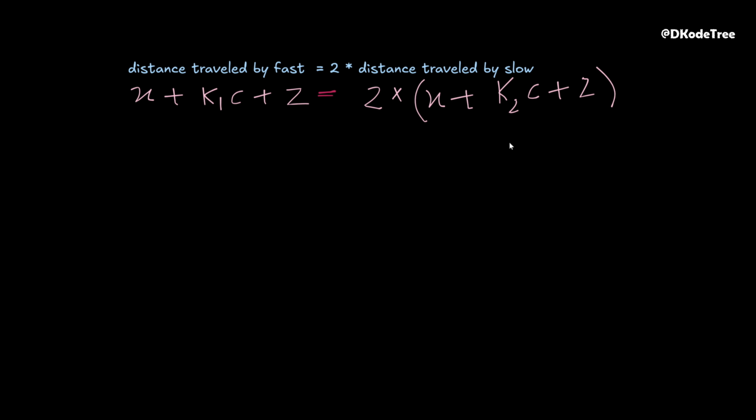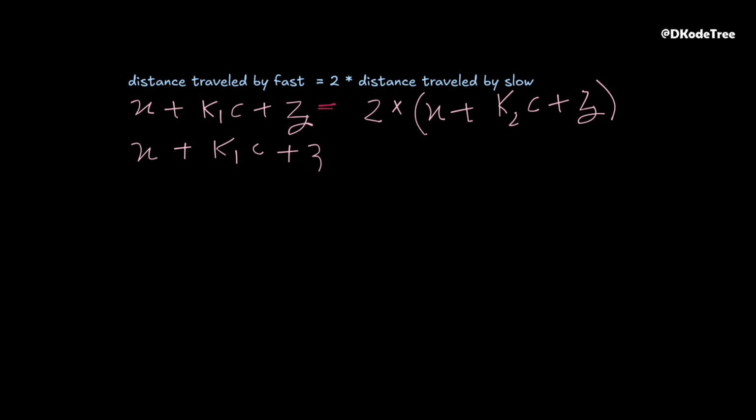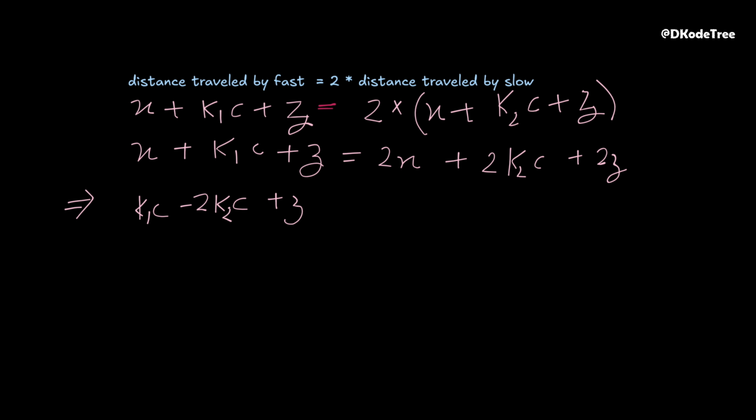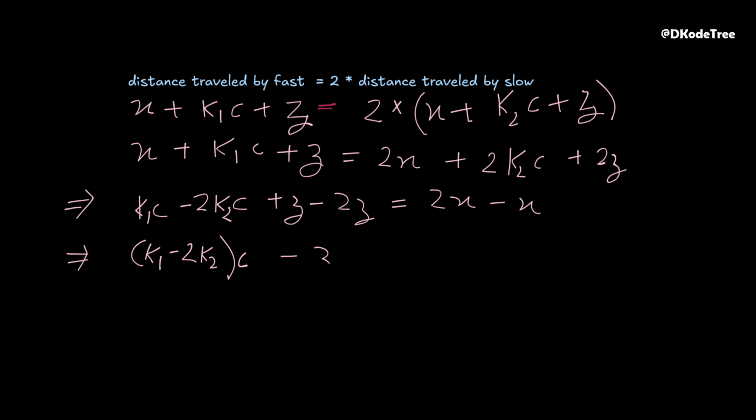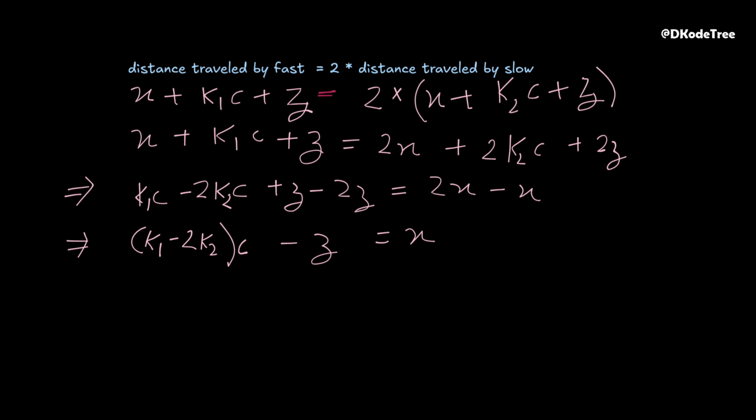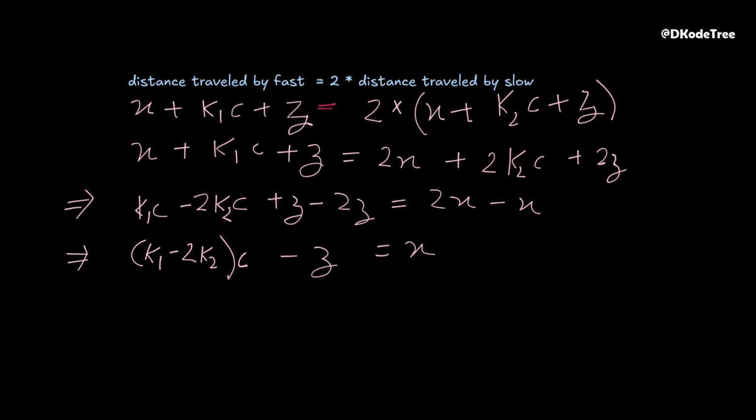Now we just need to solve this equation. So x plus k1c plus z is equal to 2x plus 2 into k2c plus 2 into z. Now let's move all the x's on one side and the remaining terms on the other side. k1c minus 2 into k2c plus z minus 2z is equal to 2x minus x. Now on taking the c common, it becomes (k1 minus 2 into k2) into c minus z is equal to x. So in this equation, now let's see what is the value of z.